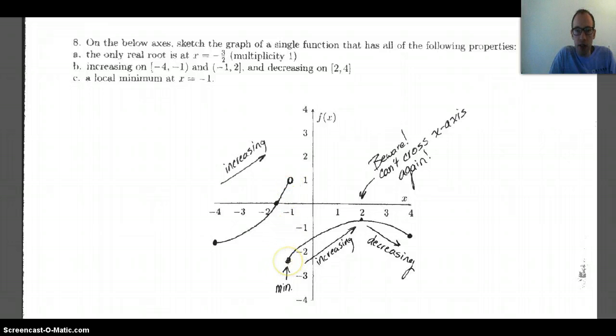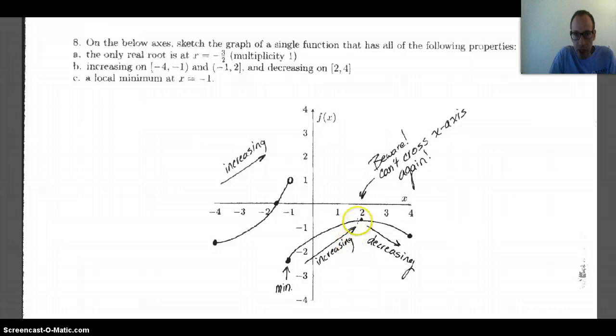We need a local minimum at x equals negative 1, which is why I dropped that point down low. Notice that this point is defined, the domain is defined on both sides of it, even though we have that jump discontinuity. And it is less than the points immediately to the left. The y value here is less than those points immediately to the left, and less than those points immediately to the right. So we have an open interval in the domain where this is the lowest point. So it's a local min.